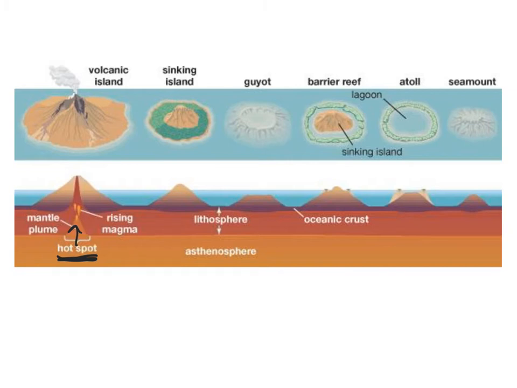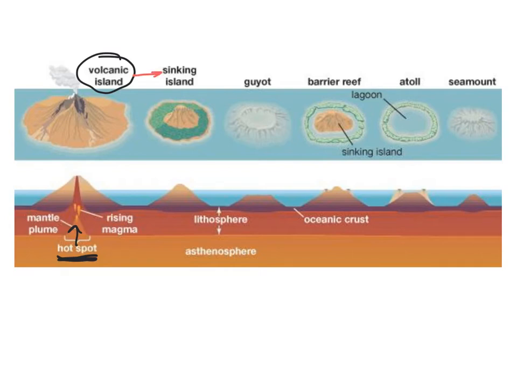We can have an underwater volcano, and eventually, if it breaks the surface of the ocean, we end up with a volcanic island. Now, this volcanic island, once it moves past the hot spot, it's going to change its geology a little bit. And we're going to talk about the 3 different paths that it can take. The first one is going to be this one right here. It'll turn into a sinking island.